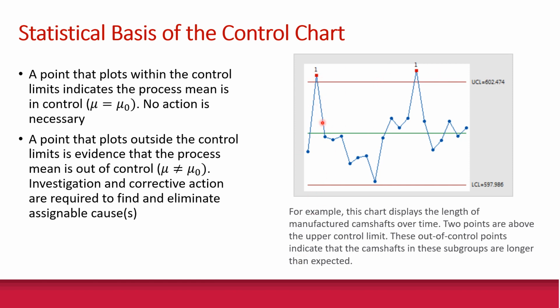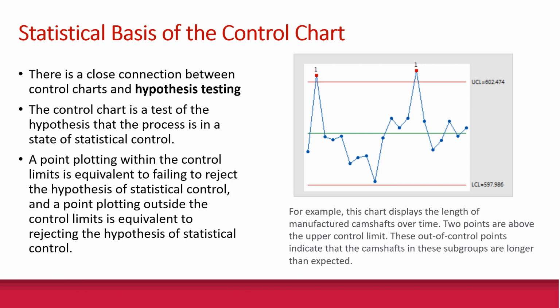So, for example, this chart displays the length of manufactured camshafts over time. The 2 points above the upper control limit, shown here in red, are out of control points and indicate the camshafts in these sample groups are a little bit longer than expected.